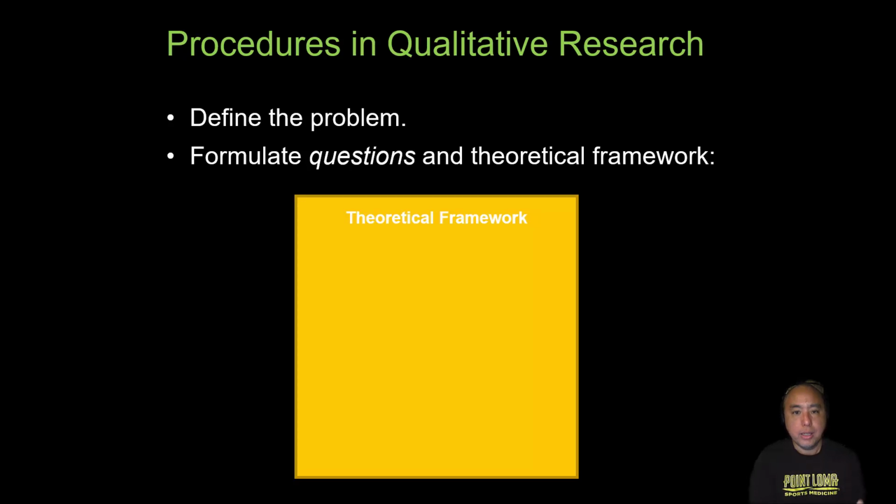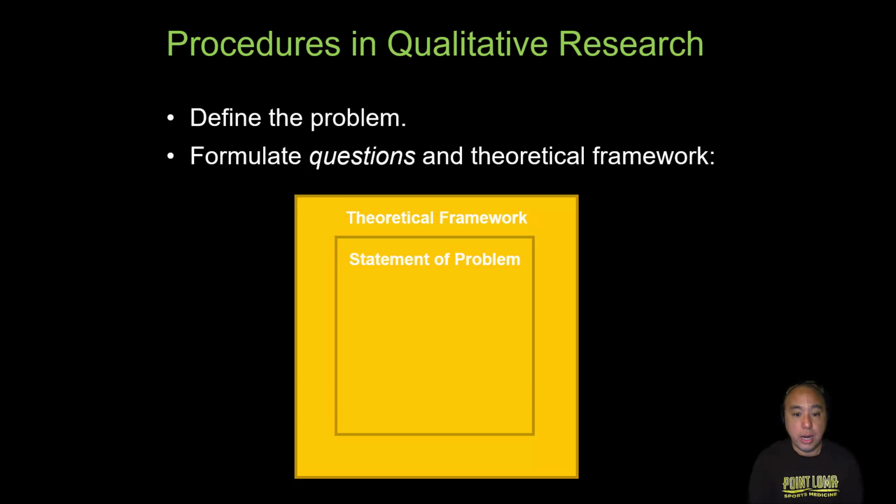So we look at the body of research that defines the theoretical framework. And then we identify gaps in the literature and state the research question or problem that defines the purpose of the study or the hypothesis of the study. So you already know this if you've done quantitative data. So qualitative research is largely based on formulating questions based on this theoretical framework.